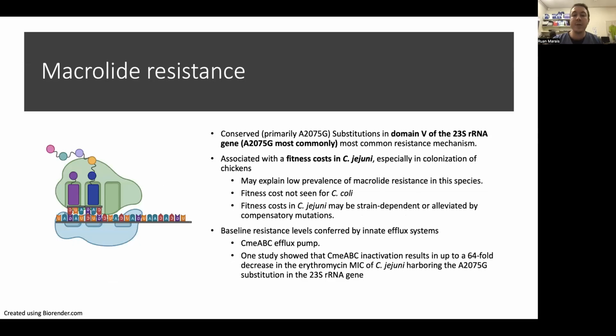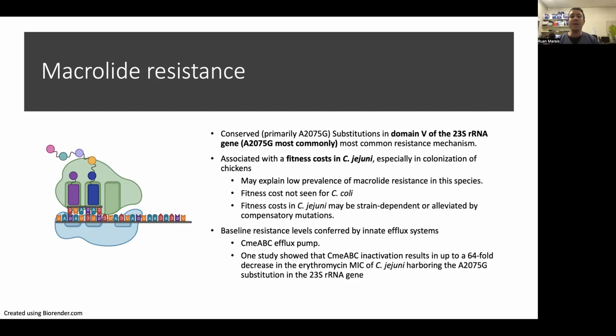Then macrolide resistance. So the substitution in domain 5 of the 23S RNA gene is the most commonly isolated resistance mechanism. But in spite of this being isolated commonly, why are macrolides still advised as the preferred empiric choice for Campylobacter?